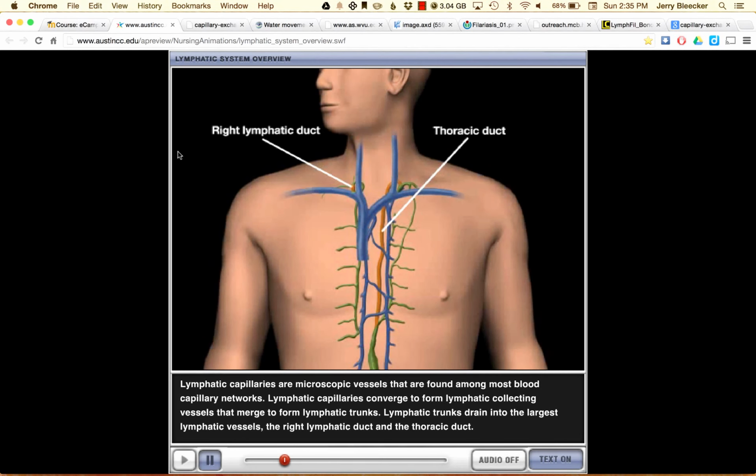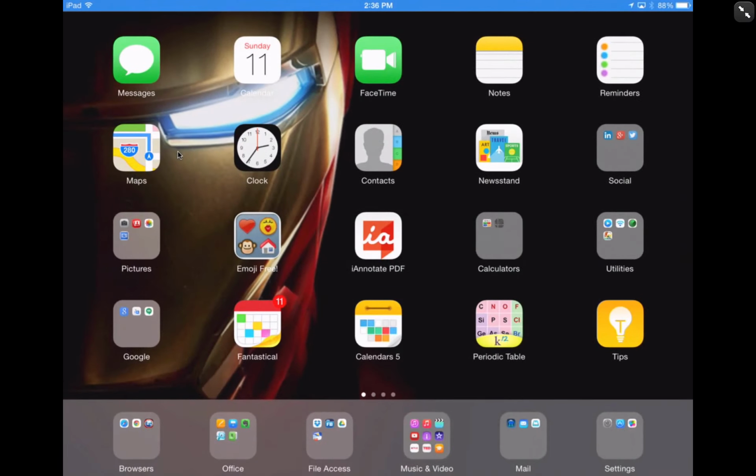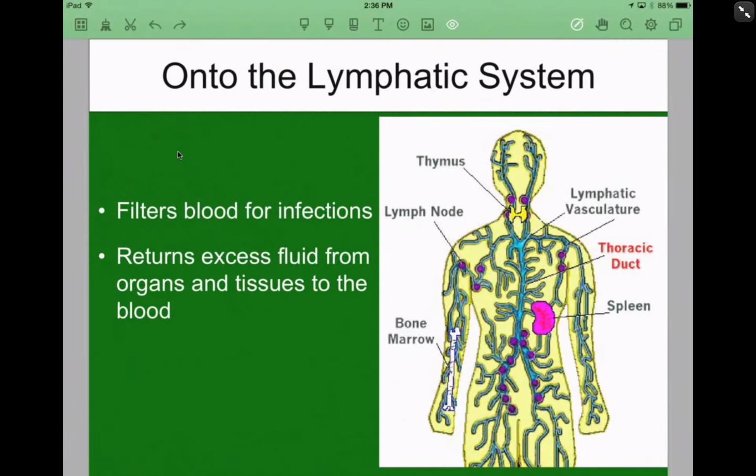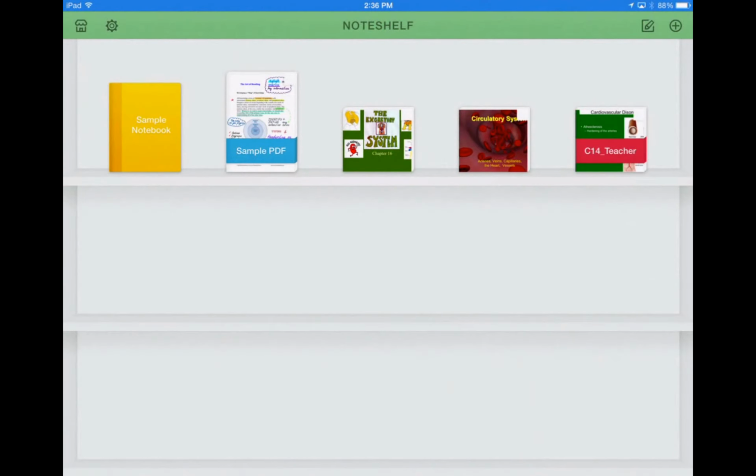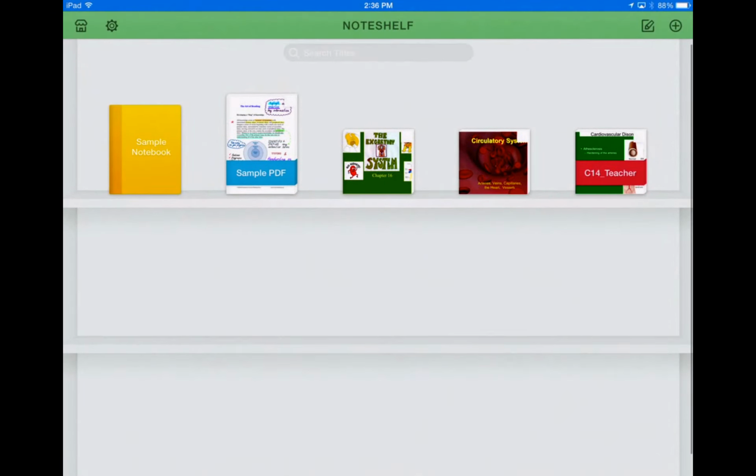Let's just pause for a moment and get out of there. There's a few note items that I do want you to be aware of. So, I just have to synchronize my, there we go, iPad here. Okay, so this is the material that you would have, there's my note shelf.